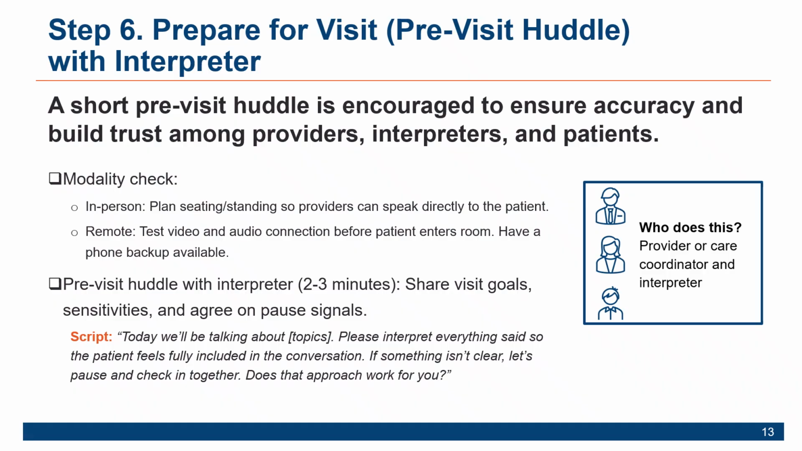Step 6 encourages a brief pre-visit huddle between the provider and interpreter. This step is usually done by the provider, care coordinator, or interpreter. A short 2 to 3 minute conversation helps clarify goals, sensitivities, and communication cues before meeting the patient. For in-person visits, providers can plan seating arrangements so both patient and interpreter can see and hear each other clearly. For remote visits, staff should test video and audio connections before the patient enters the room.